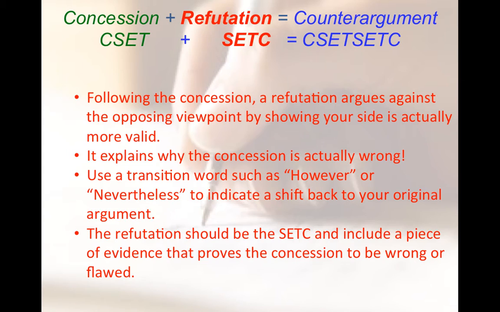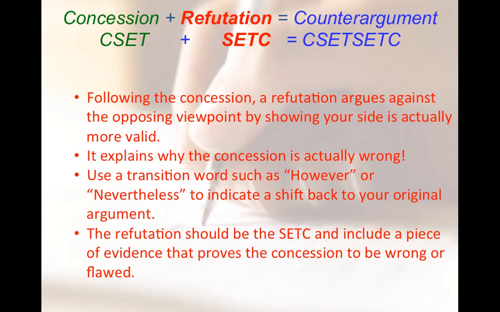Next, in the same paragraph, you add a set C that acts as your refutation. So following the concession, the refutation argues against that opposing viewpoint that you just presented to show that your side is actually more valid or more true. It explains why the concession is actually wrong. Use a transition word in your setup of the set C, such as "however" or "nevertheless," to indicate a shift back to your original argument.